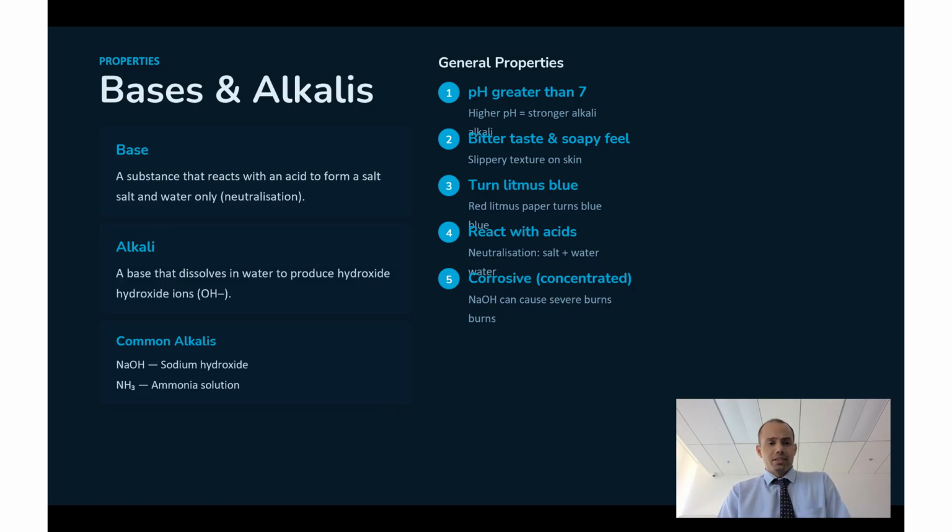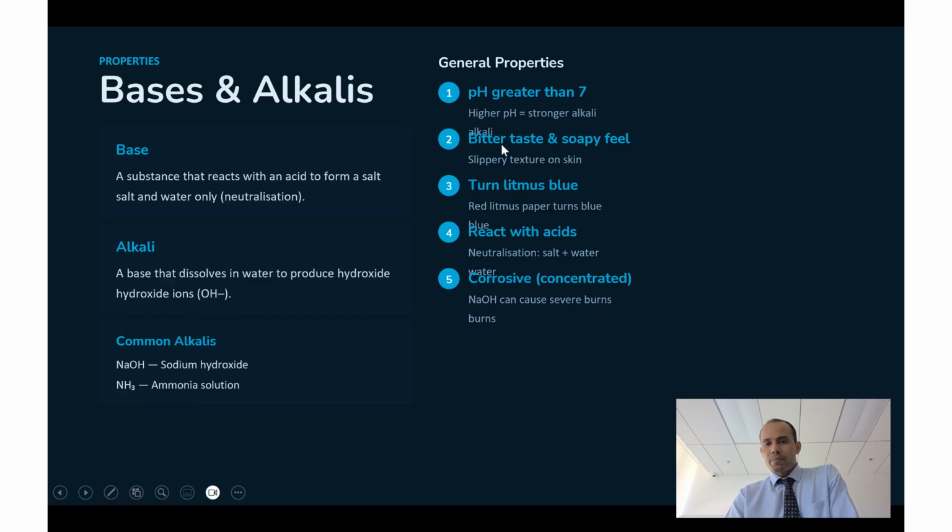Bases and alkalis. A simple definition of a base is a substance that reacts with an acid to form a salt and water. This is also called a neutralization reaction. Then what is the difference between a base and an alkali? The main difference is that bases which dissolve in water we call alkalis, otherwise we call them bases. Common alkalis are sodium hydroxide, potassium hydroxide, and ammonia, because they dissolve in water.